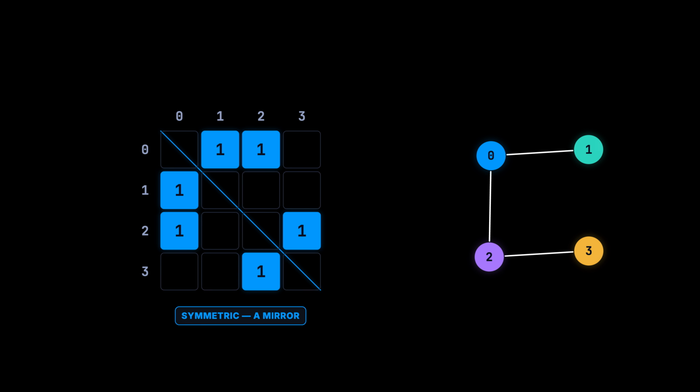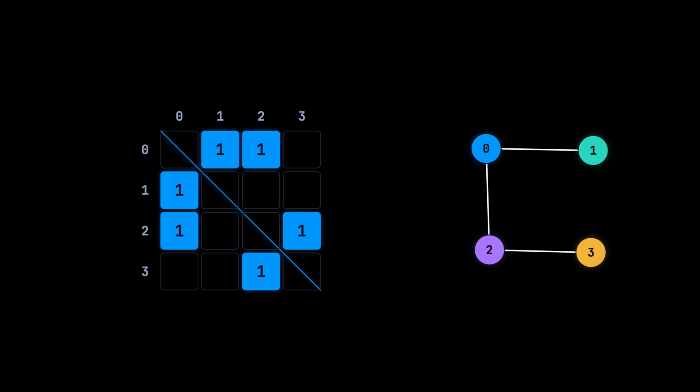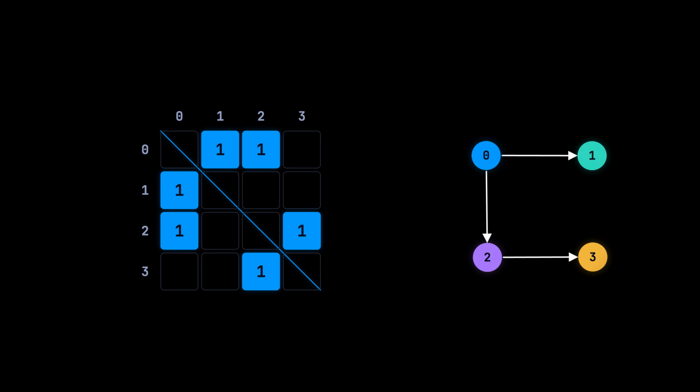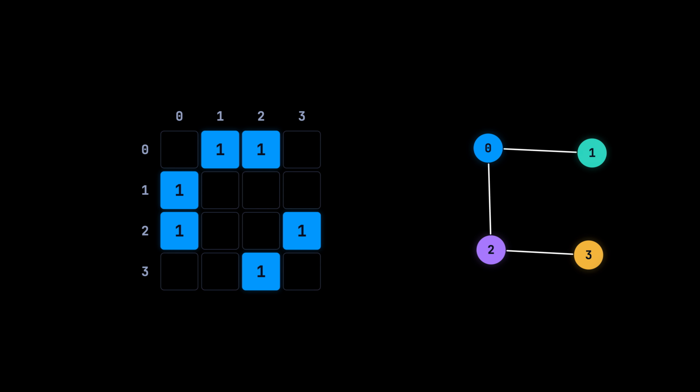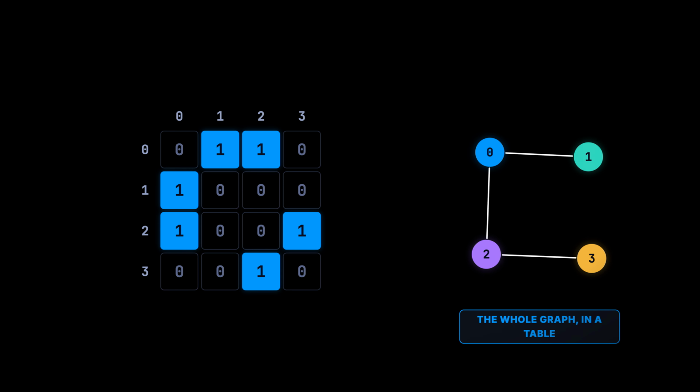Now step back and look at the whole grid. Every 1 we wrote on this side of the diagonal has a perfect twin on the other side. The grid has become a mirror. For an undirected graph, the matrix is always symmetric. And if it were a directed graph, like following someone on Instagram, we would put a 1 in only one box, not both. The mirror would break. That is how the grid quietly remembers the direction. So just by filling this grid with zeros and ones, we have captured the entire graph. Every connection stored neatly in a table.